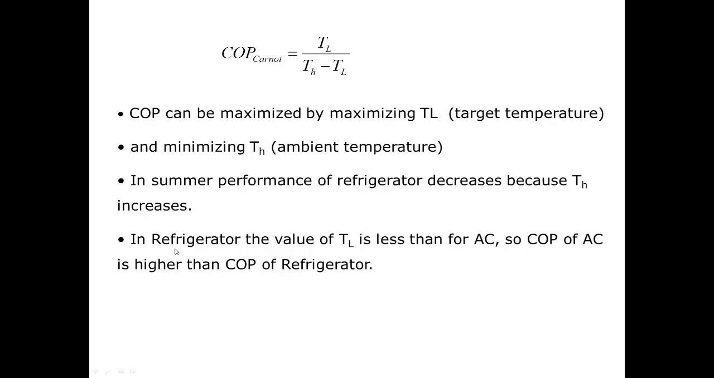Whereas if we compare the COP of the refrigerator with the COP of the air conditioner, in case of a refrigerator, the set temperature TL is lower compared to the air conditioner. In an air conditioner, the set temperature is normally 20 to 25 degrees C, whereas in a refrigerator the set temperature is 5 to 8 or 10 degrees C. So that's why the COP of the air conditioner is higher than the COP of the refrigerator.